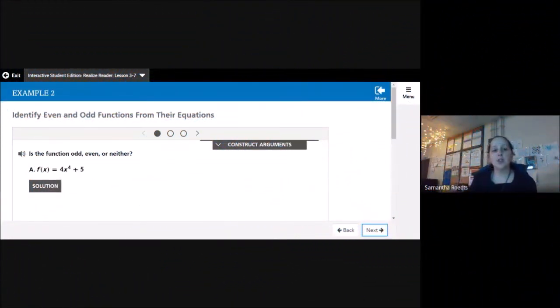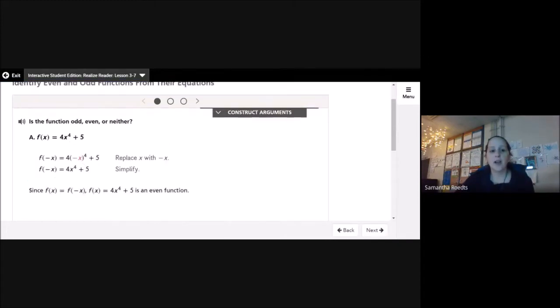All right, example 2, is the function odd, even, or neither? I have 4x to the 4th plus 5. So if I substitute in negative x into this, I should get the same answer. So 4 times negative x to the 4th plus 5 gives me 4x to the 4th plus 5. So this is an even function.